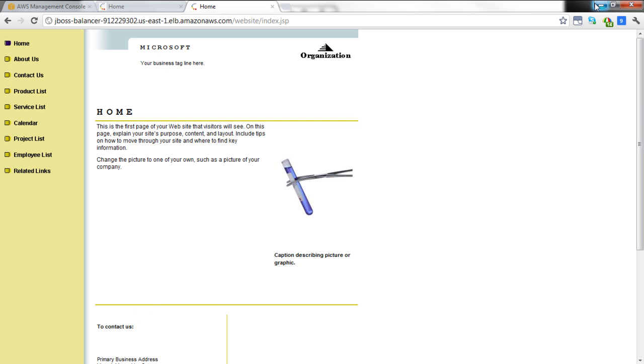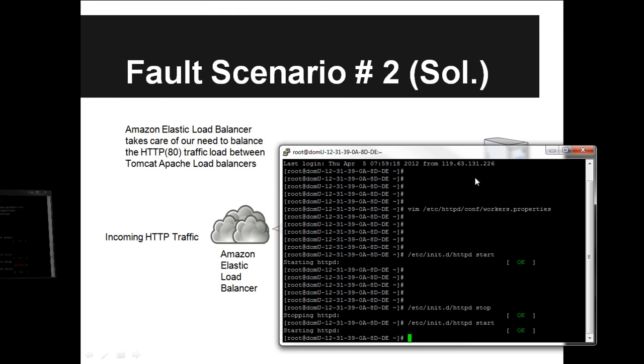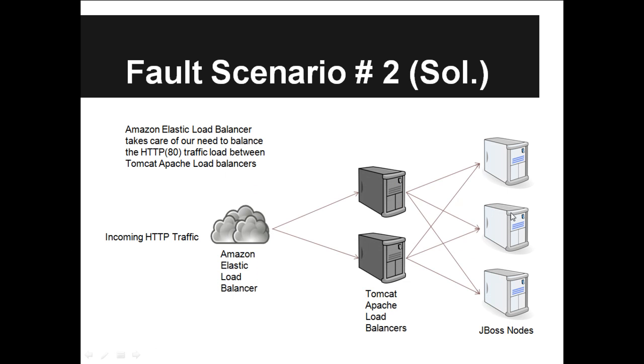So this was a demo of how we can use Amazon's cloud-based services to implement a fault-tolerant JBoss cluster using Amazon's EC2 services. Thank you for watching.